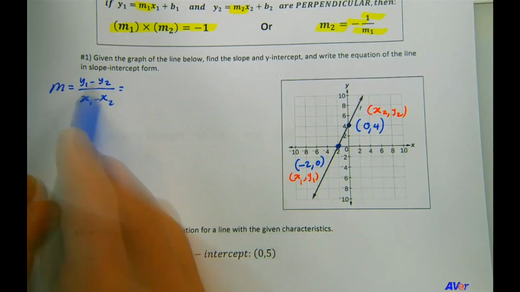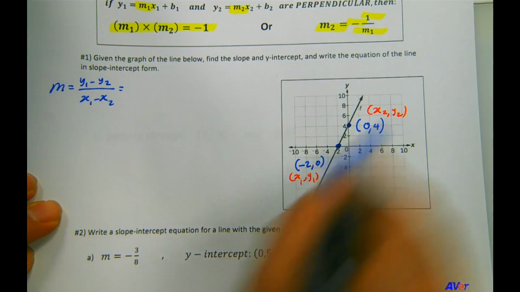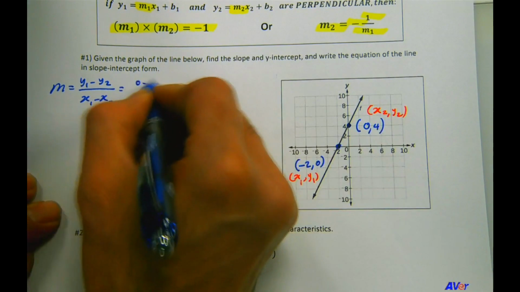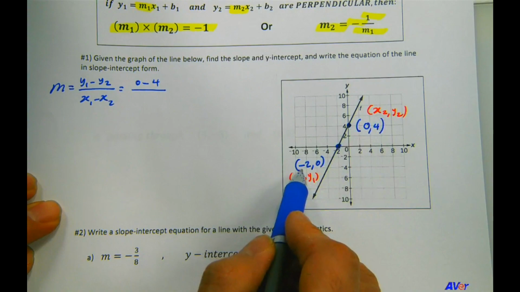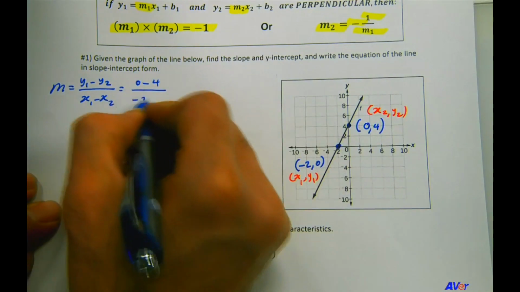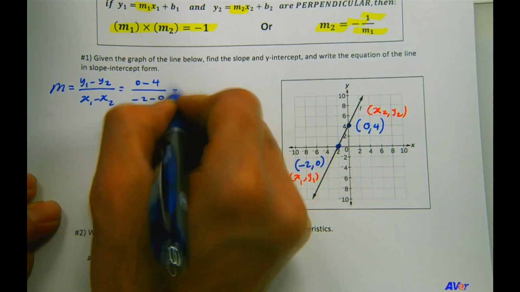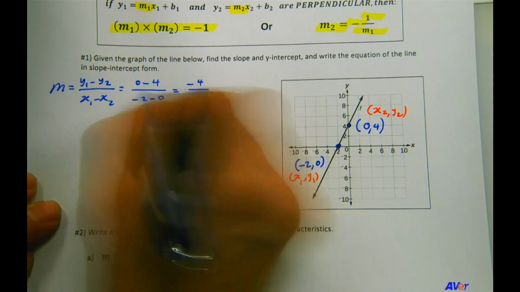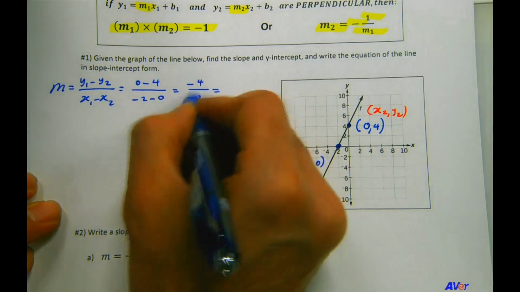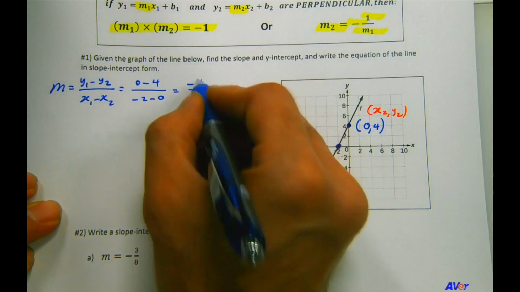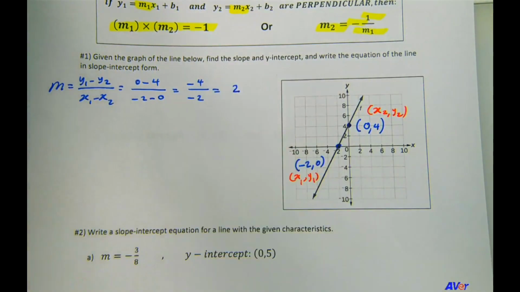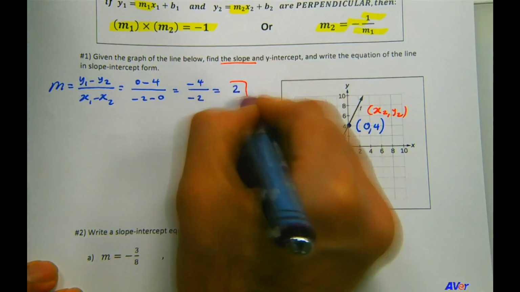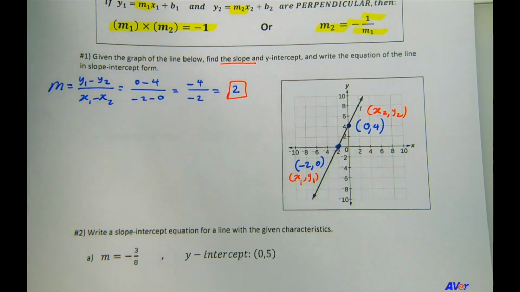y1 minus y2, that would be 0 minus 4, divided by x1 minus x2, that would be -2 minus 0, right? So that would be -4 divided by -2. Negative over negative is positive. 4 divided by 2 is positive 2. So that's the slope. They ask us to find the slope. We have this slope. Now, y-intercept?